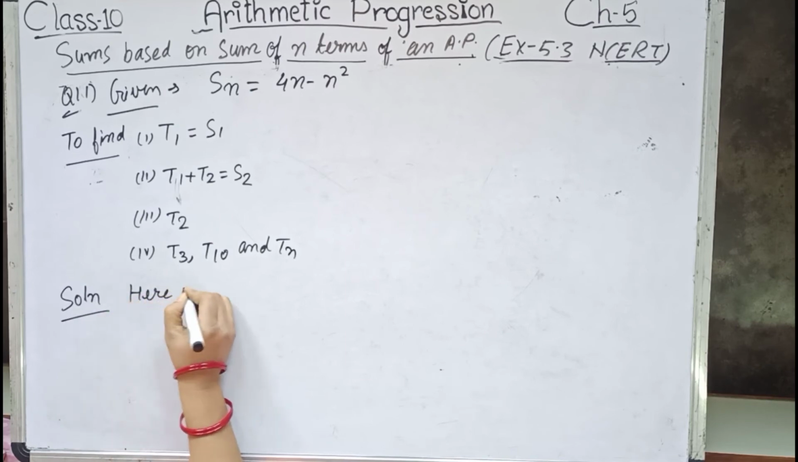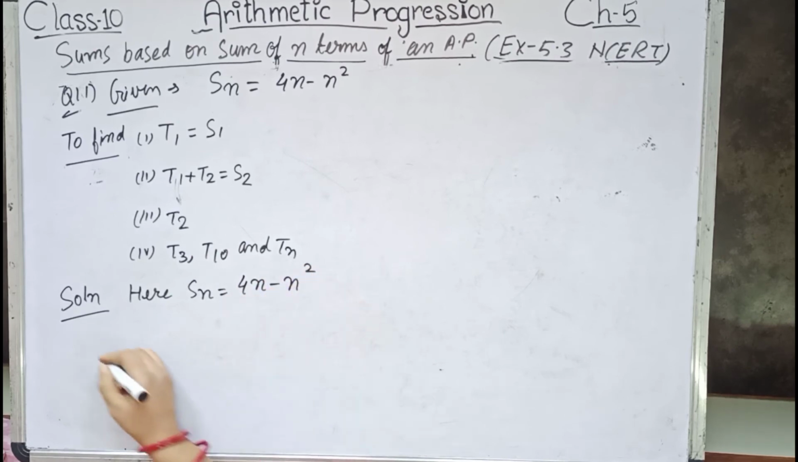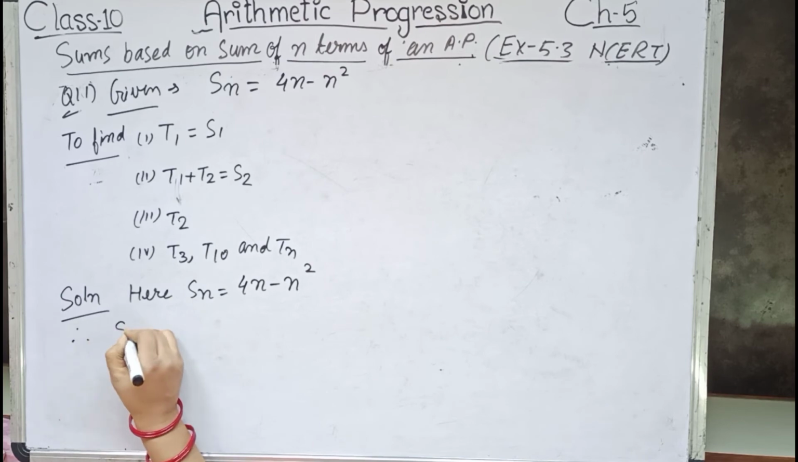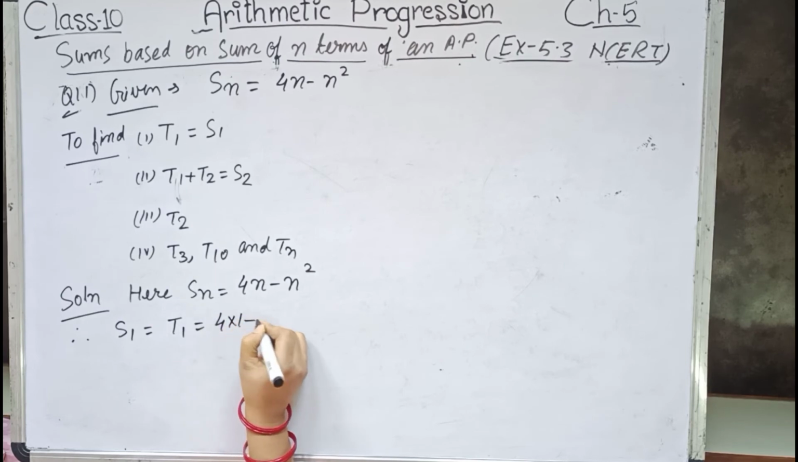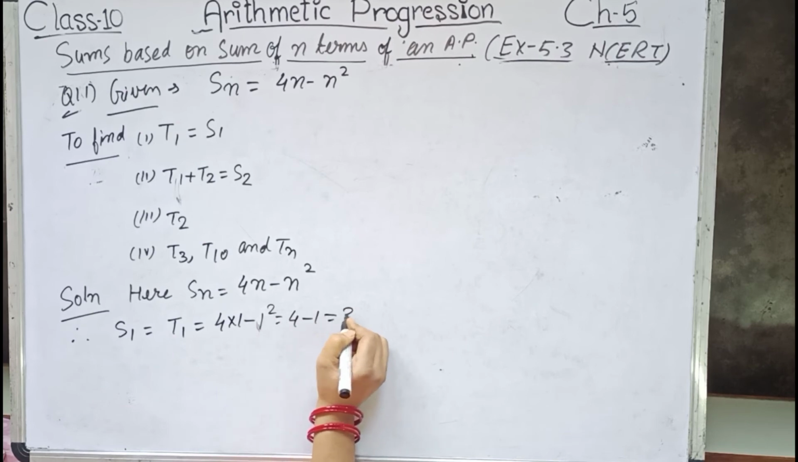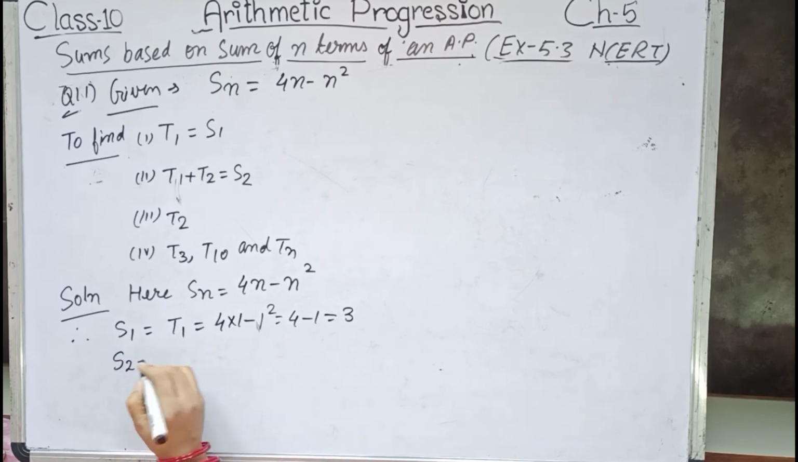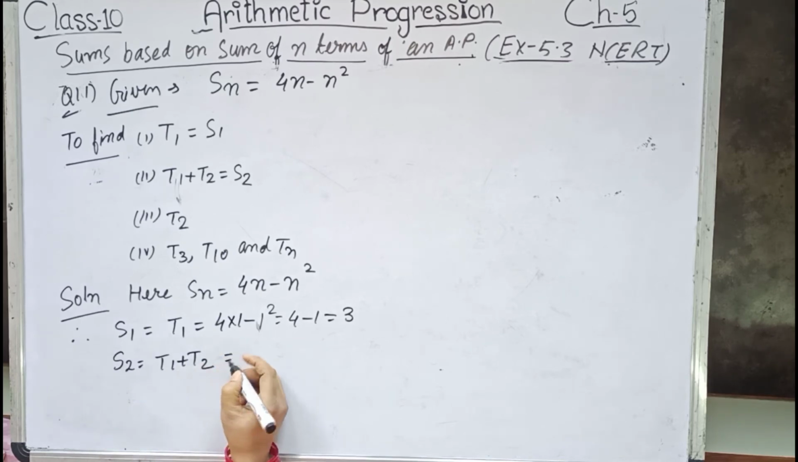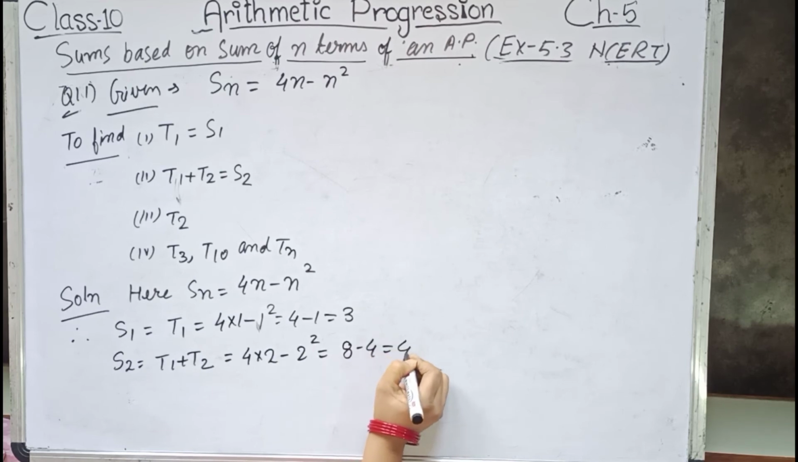Here Sn equals 4n minus n square. Then S1 equals T1 equals 4 into 1 minus 1 square equals 4 minus 1 equals 3. That is, the first term is 3. Now S2 is how much? T1 plus T2, the sum of the first two terms, is called S2. Now S2 we can get by putting n equals 2 as 4 into 2 minus 2 square equals 8 minus 4 equals 4.